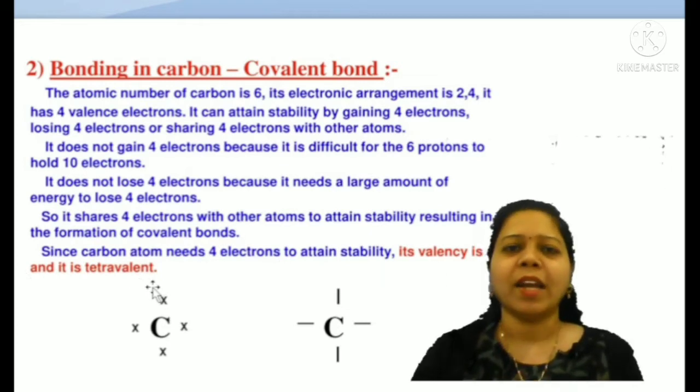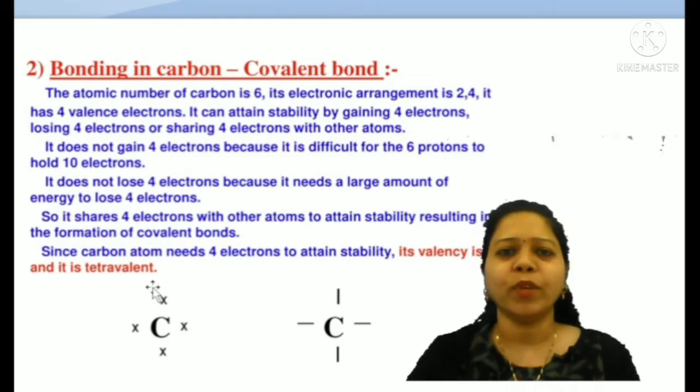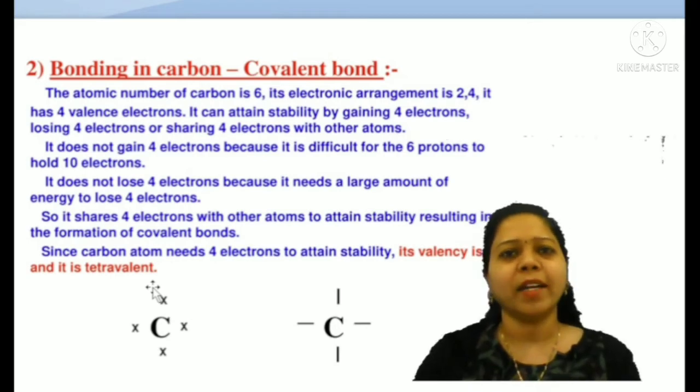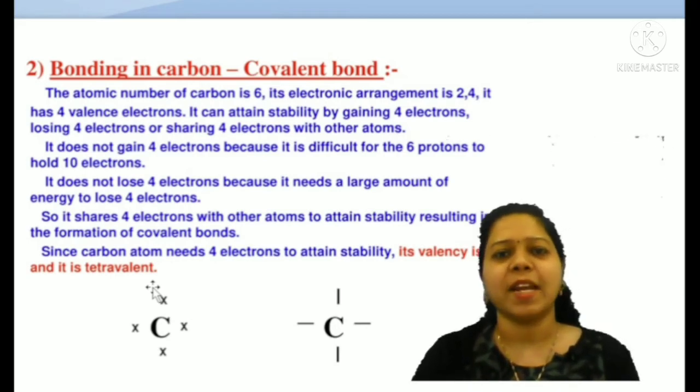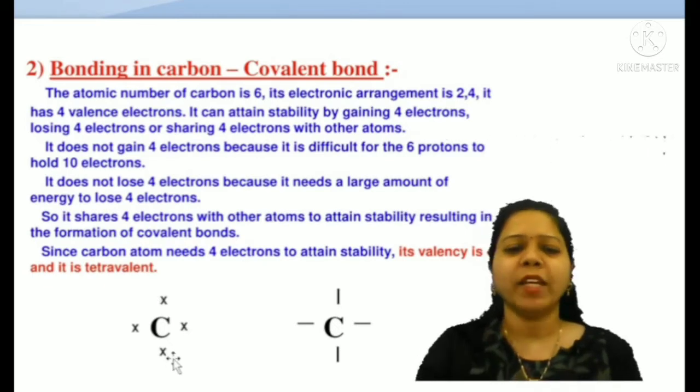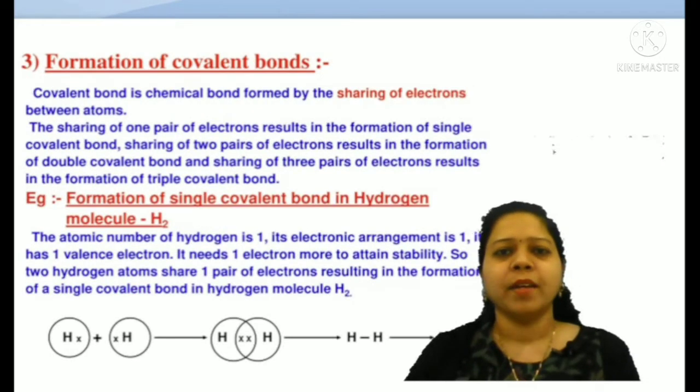tetravalent. Now valency means the number of electrons which we can share, the number of electrons which we can lose or gain, that number of electrons is known as its valency. Carbon's valency is 4. That's why we are saying it is tetravalent. Here 4 electrons are shown in the outermost orbit of the carbon, and valence electrons means the electrons which are present in the valence shell. Valence shell means outermost shell.